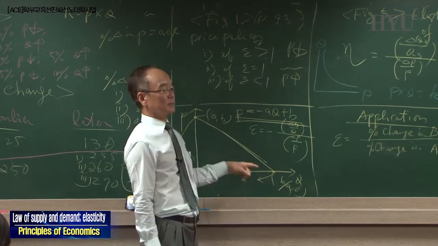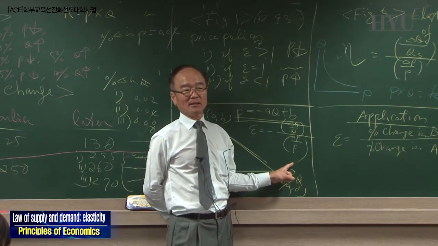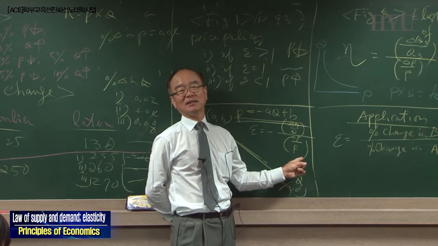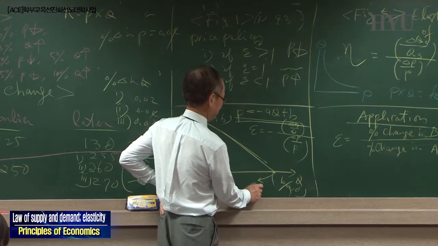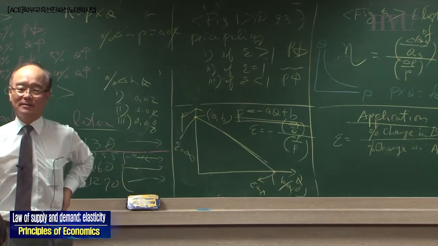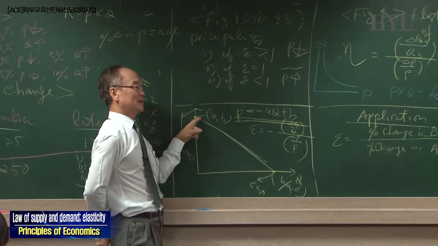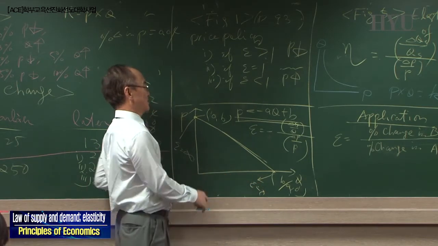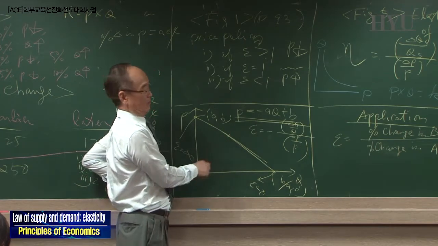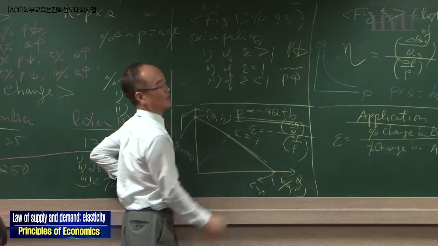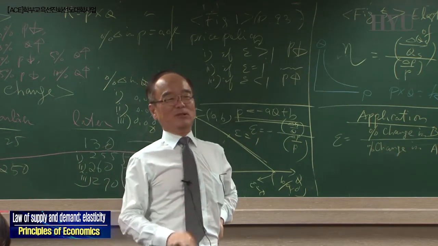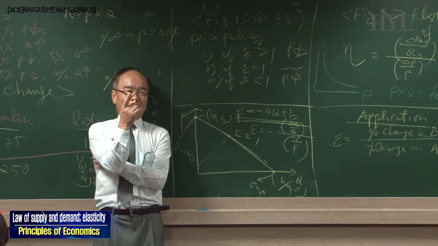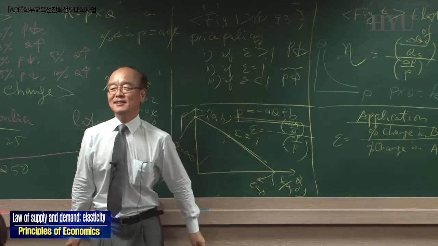Here, P is 0, right? The denominator is infinity, and then this is 0. I'm very serious, so it's very useful to remember this. Here is infinity, there it is 0. Okay. The midpoint is exactly 1. You can prove that at home. I don't need to do that anyway. The midpoint is the point where elasticity is 1.